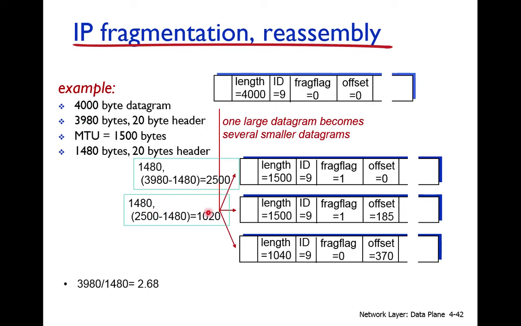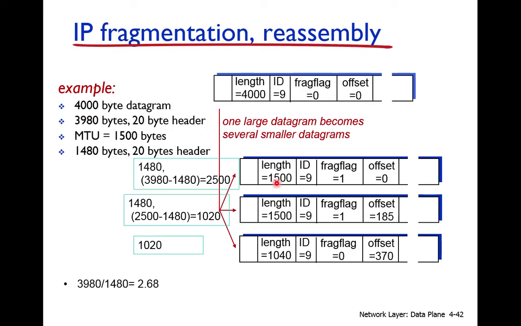Now 1480 bytes of data are kept in the second packet, so its length will become 1500 bytes. Why? 1480 bytes is the data and 20 bytes is the IP header. Now 1480 will be subtracted from 2500, so we have 1020 bytes of data remaining. This 1020 bytes of data will be kept in the third packet, and with the 20-byte header, its length will become 1040.